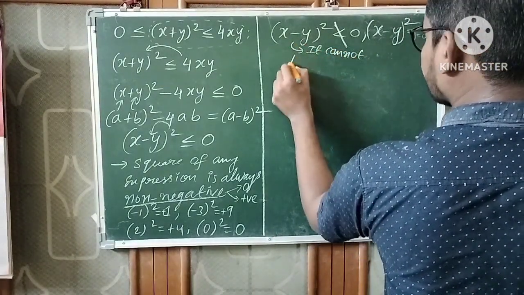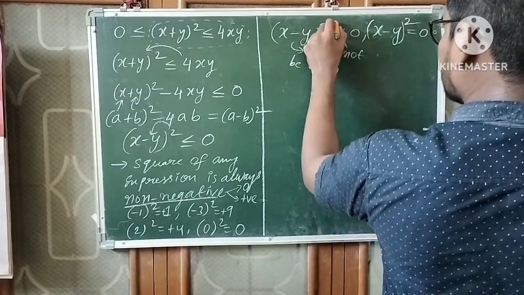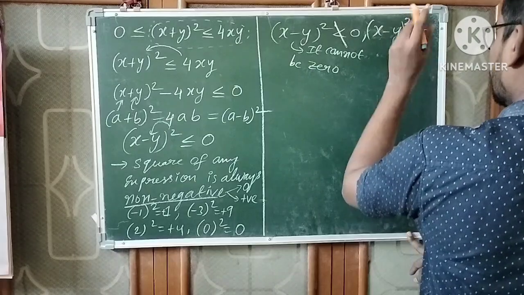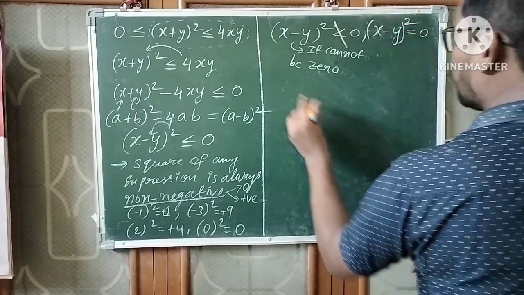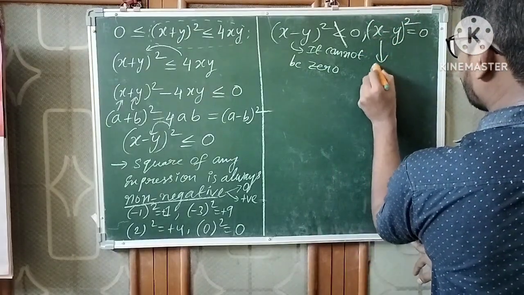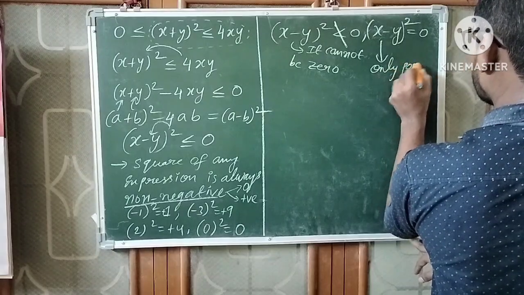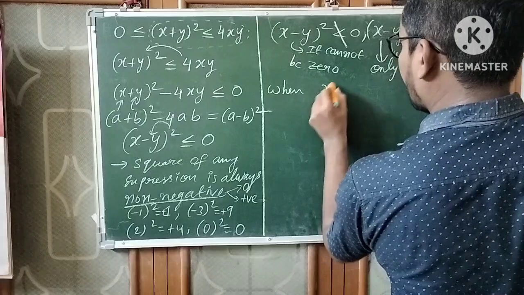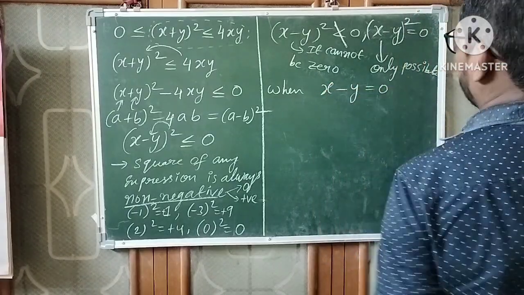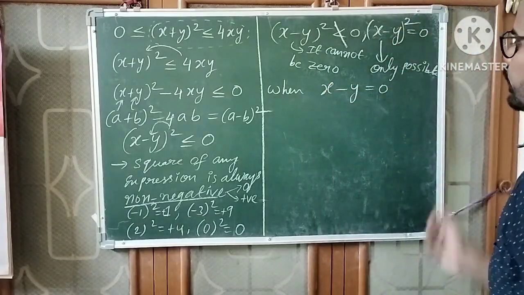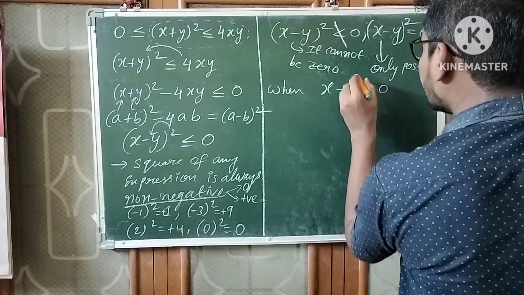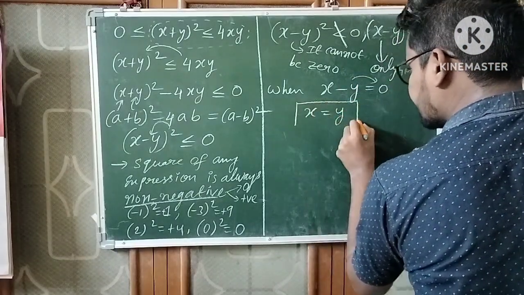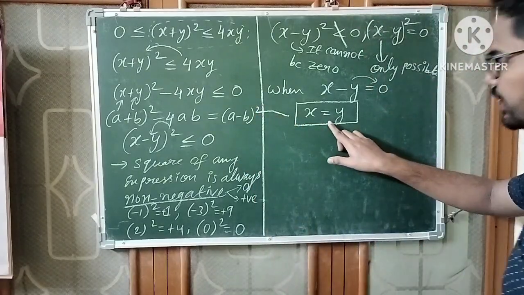It cannot be negative. So this condition is false. Only possible condition is equal to 0. This expression is equal to 0 only. This is only possible when x minus y is equal to 0. If x minus y is equal to 0, 0 square is equal to 0. Now transpose minus y, you will get x is equal to y. This is my first condition.